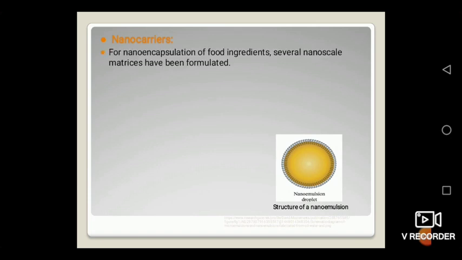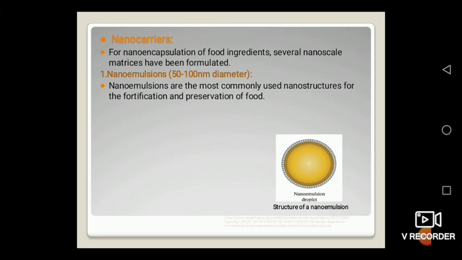For the encapsulation of food ingredients, several nanoscale matrices have been formulated. For example, nanoemulsions, nanoliposomes, associated colloids, etc. We will discuss them here one by one. First, we have nanoemulsions. Nanoemulsions are about 50 to 100 nanometer in diameter, and they are the most commonly used nanostructures for the fortification and preservation of food.